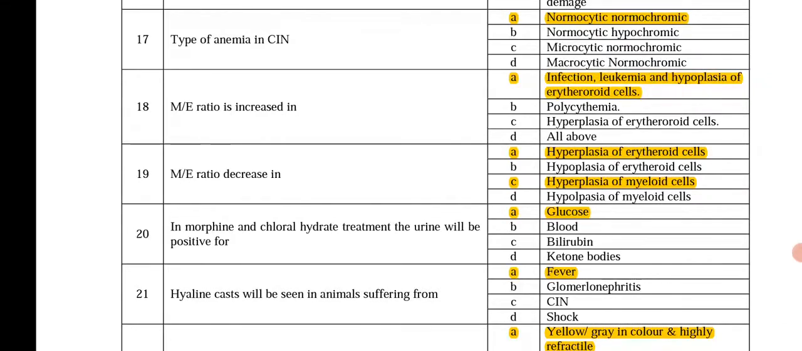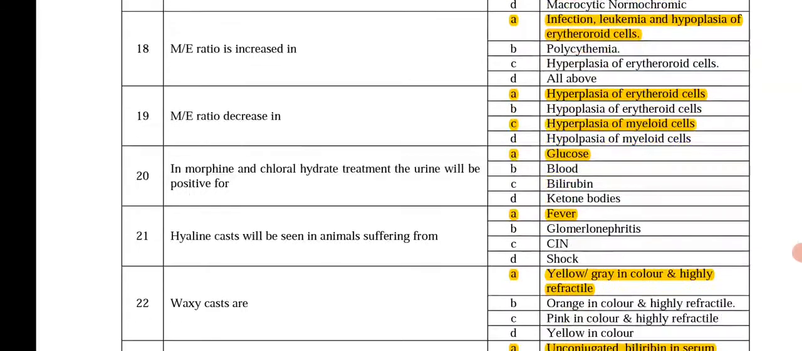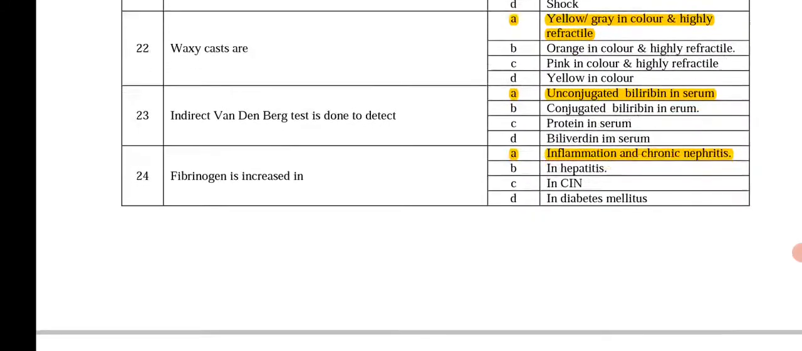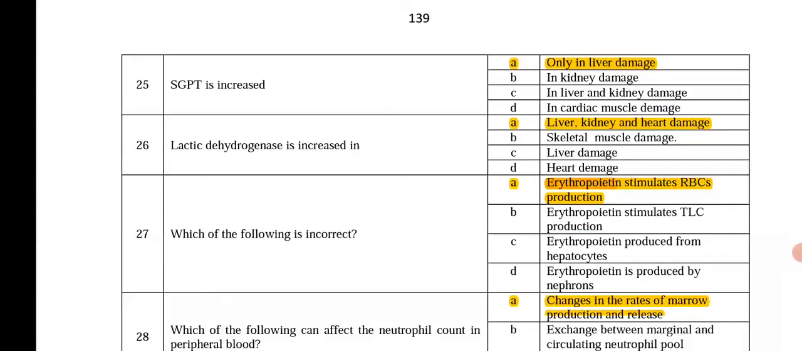In morphine and chloral hydrate treatment, the urine will be positive for glucose. Hyaline casts will be seen in animals suffering from fever. Waxy casts are yellow or gray in color and highly refractile. Indirect van den Bergh test is done to detect unconjugated bilirubin in serum. Fibrinogen is increased in inflammation and chronic nephritis. SGPT is increased only in liver damage. Lactic dehydrogenase is increased in liver, kidney, and heart damage.